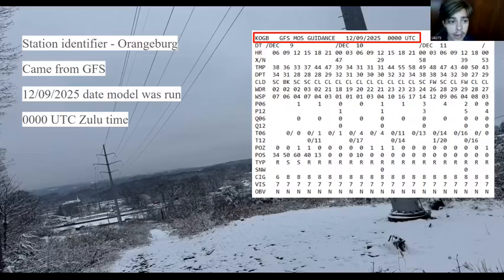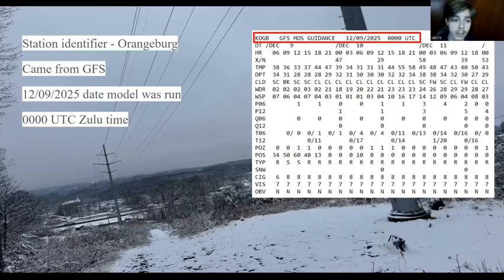KOGB. That is your station identifier. It typically begins with a K and then the three-letter identifier, which in this case represents Orangeburg, South Carolina. I'm not based out of there now, but I was when this channel began in 2019.